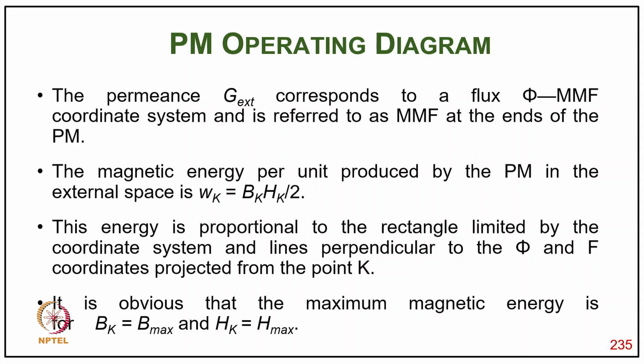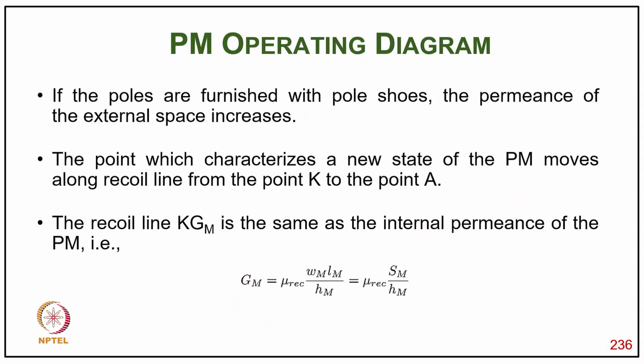permanent magnets, and the magnetic energy per unit volume produced by the permanent magnet in the external space is W_k = B_k H_k by 2, and this energy is proportional to the rectangle limited by the coordinate system and lines perpendicular to the phi and F coordinates projected from the point K, and it is obvious that the magnetic energy is maximum when B_k equals B_m and H_k equals H max.